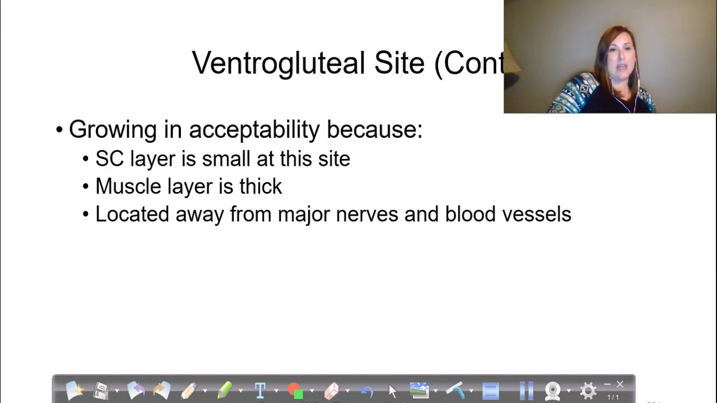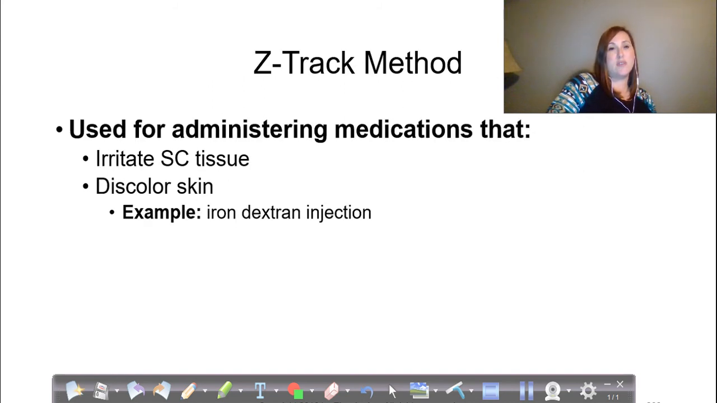The ventrogluteal site is becoming more popular. The reason is that the subcutaneous layer at the site is very small and there's more thick, good muscle, and there are not a lot of major nerves and blood vessels.